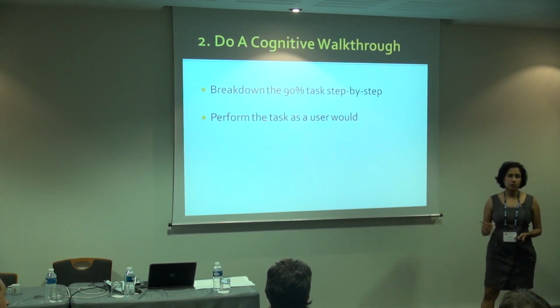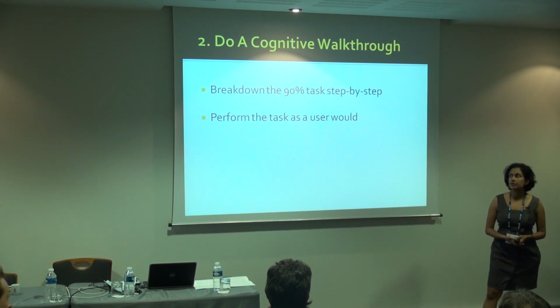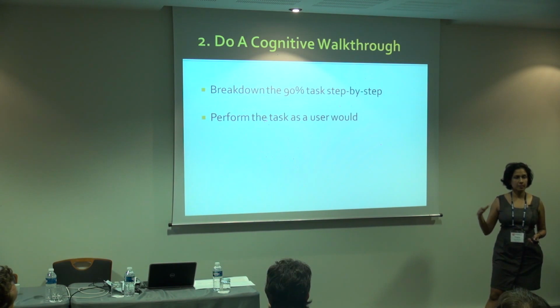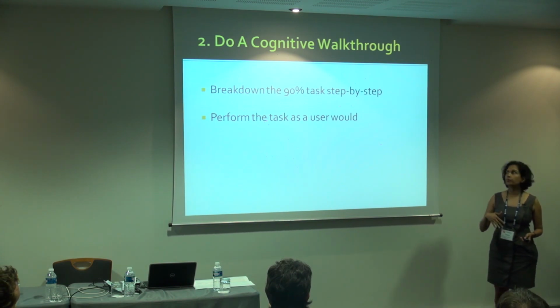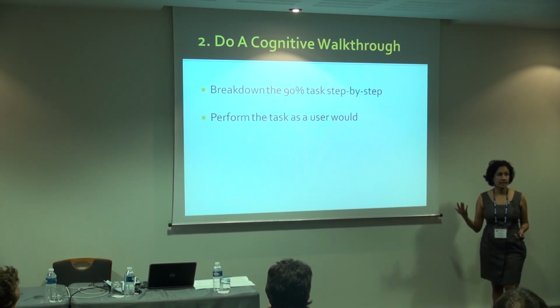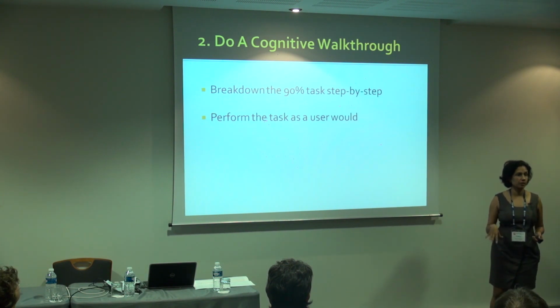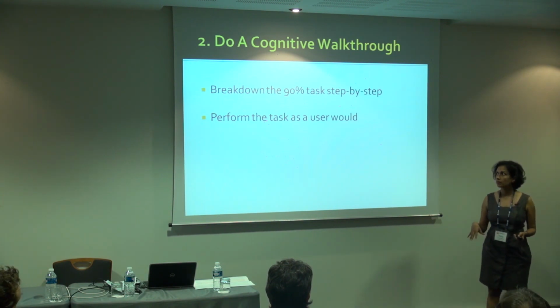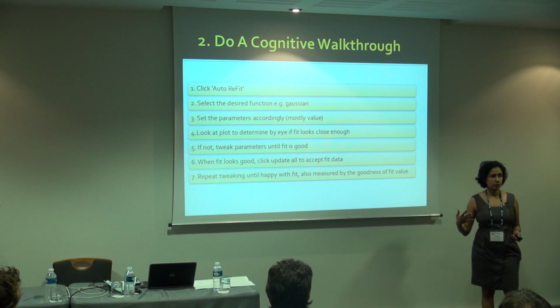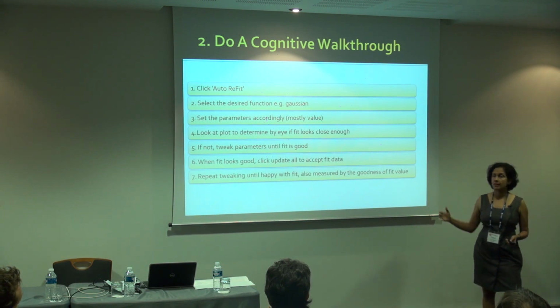Okay, step 2 is do a cognitive walkthrough. This is where you break down the 90% task step by step, and you perform the task exactly as a user would. So you put yourself in your user's shoes. So we did that with the tool, and we came up with these 7 steps.